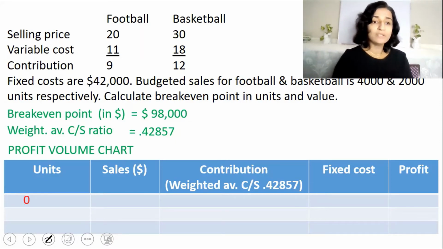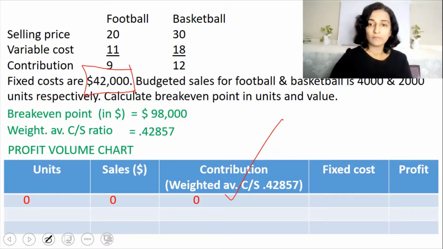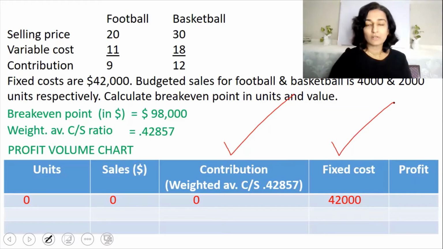When the units is 0, what is the sales value? Sales value is also 0. And what is the contribution? Contribution will also be 0. Now coming to the fixed cost. Fixed cost is $42,000. So I will be writing that $42,000 under the fixed cost column. So what is the profit? Profit is always contribution minus fixed cost. So what is the profit? It is 0 minus 42,000 or negative 42,000. It is a loss when we are not selling any units.